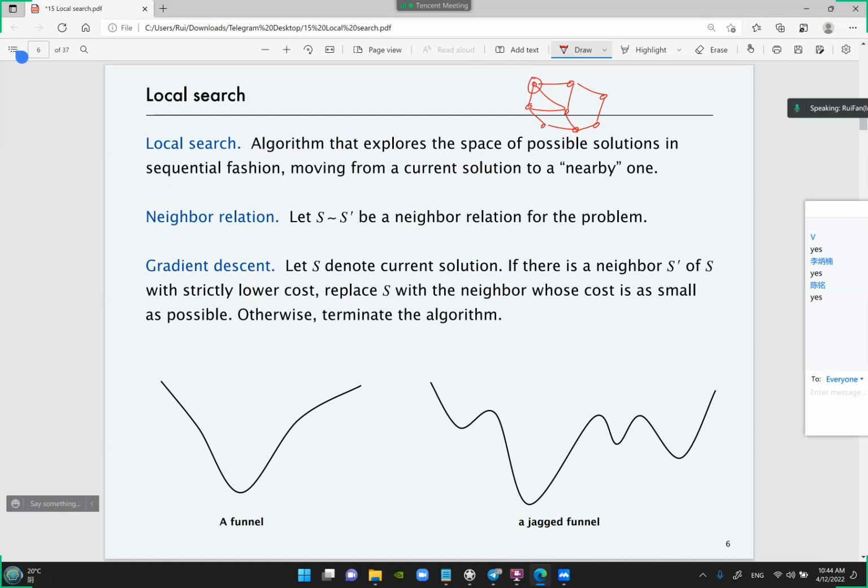So the way the Metropolis algorithm works is that, if you just look at basic local search or basic gradient descent, Metropolis is a way to improve gradient descent, and gradient descent is a form of local search. So Metropolis is an improved form of gradient descent.